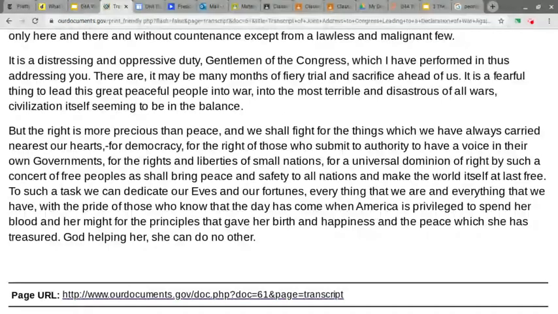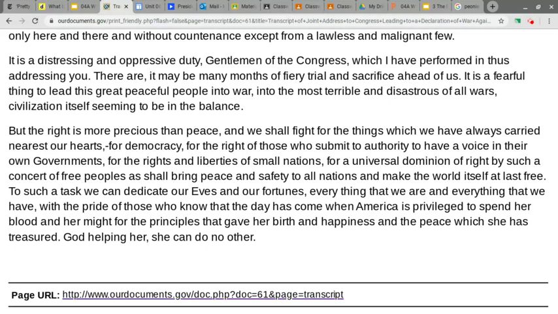It is a distressing and oppressive duty, gentlemen of Congress, which I have performed in thus addressing you. There are, it may be, many months of fiery trial and sacrifice ahead of us. It is a fearful thing to lead this great peaceful people into war, the most terrible and disastrous of all wars, civilization itself seeming to be in the balance.